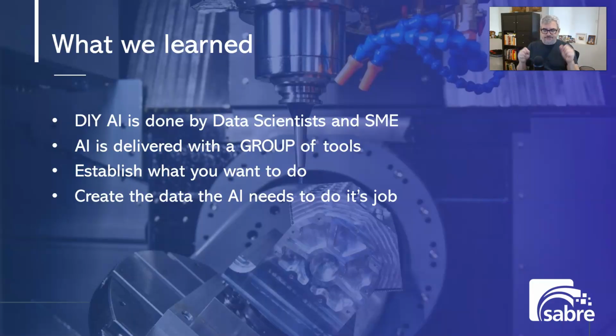So what have we learned? I think with DIY AI, you're going to need data scientists and subject matter experts. It's going to be very hard to find one person who has all of that skill set. They will exist. They are unicorns, and they're going to be very, very high value and really hard to find.